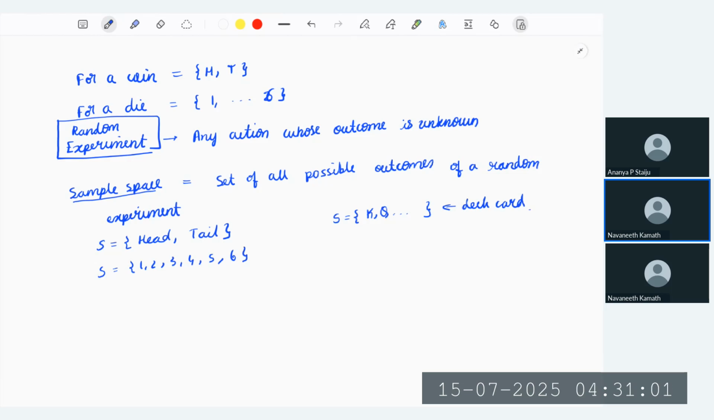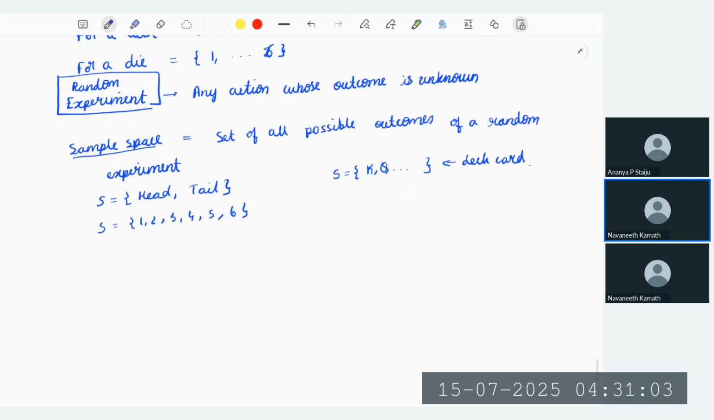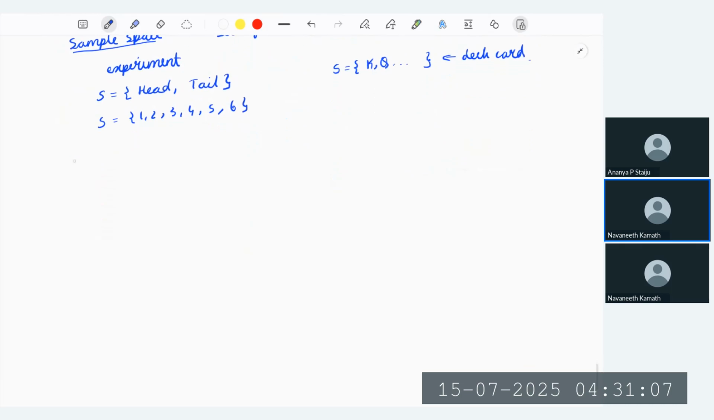So that's it. Then we have types of sample space. These are basic things. That's why I'm a little bit fast. But let me know if you are having any doubt. Okay, not an issue, I'll just slow down at that time.